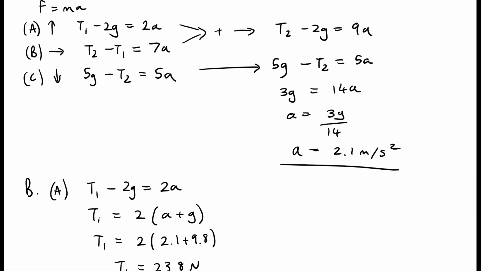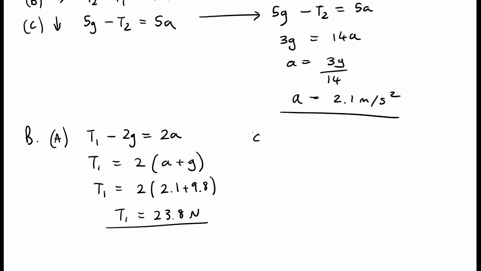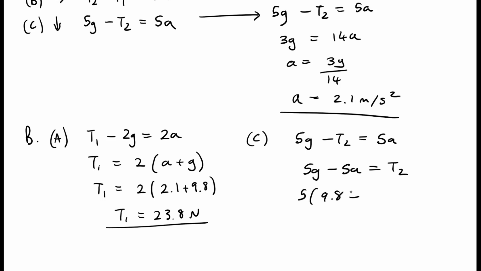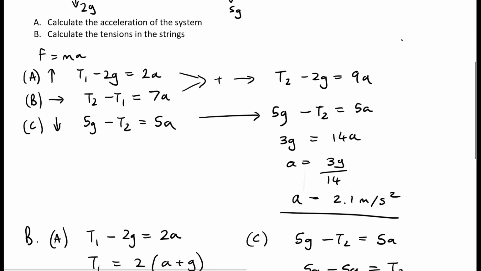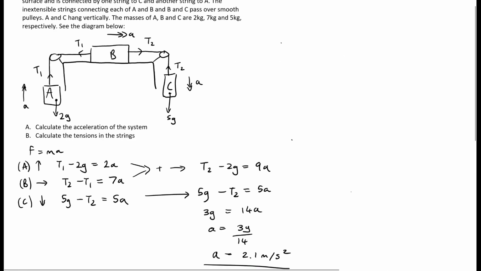And then I need to get to T2. That can be calculated by using equation C. So 5g minus T2 is 5a. Therefore 5g minus 5a is T2. Again, acceleration is 2.1. That can be seen above. There's T2. And calculate. T2 is 38.5 newtons. And that's the answer to that question.